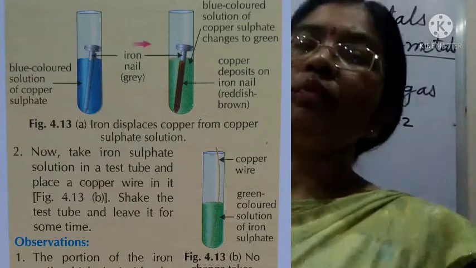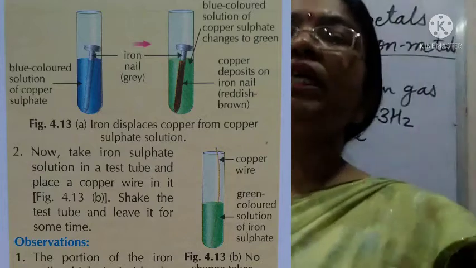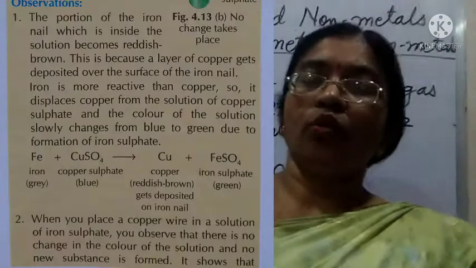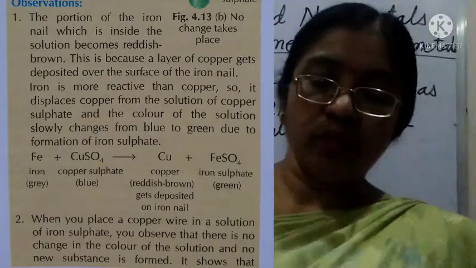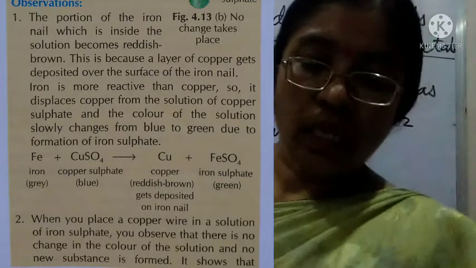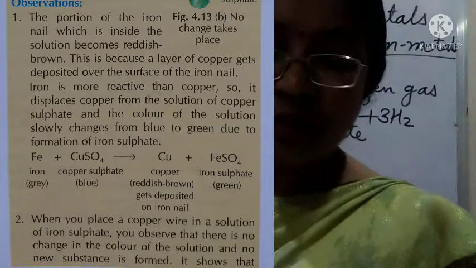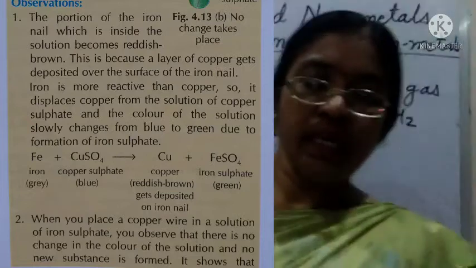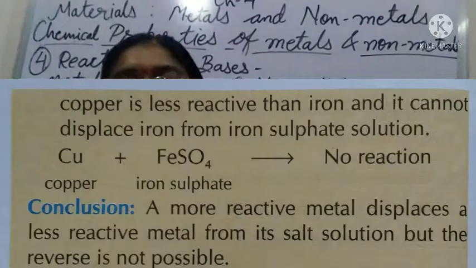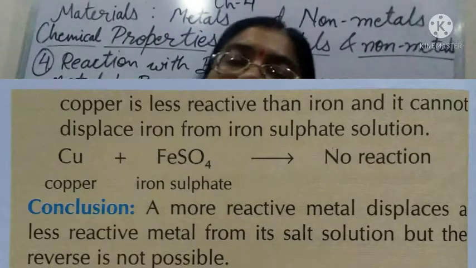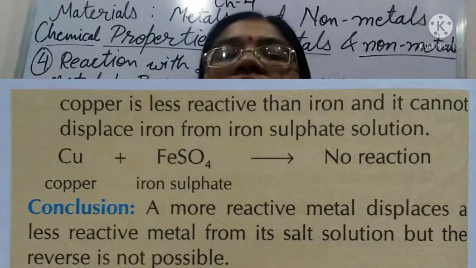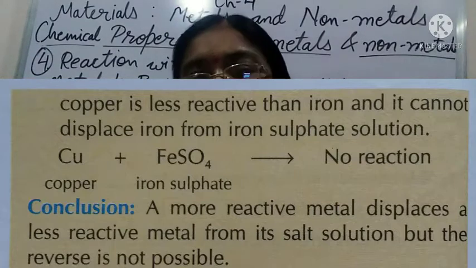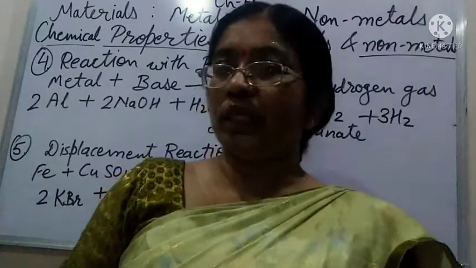Now after a few minutes we will observe that the color of the solution is going to change. The blue color slowly starts turning green, and the color of the iron nail is going to be reddish brown, and it is due to the deposition of copper particles on the iron nail. And why does the color of the copper sulfate solution turn from blue to green?